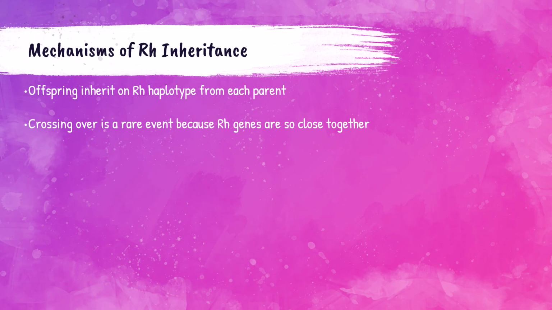As we have already discussed when we were talking about Fisher-Race, offspring inherit an Rh haplotype from each parent. So a combination of DCE, those three letters, is one haplotype, whether or not they're capital C or capital E or little c or whatever. Just those three letters is considered a haplotype. Crossing over is a rare event because Rh genes are so close together on the chromosome. Crossing over happens during meiosis when chromosomes of the same type are lined up. Sometimes parts of the chromosomes can be switched, and this is called crossing over. This is rare with Rh because the Rh genes are so close together on the chromosome.